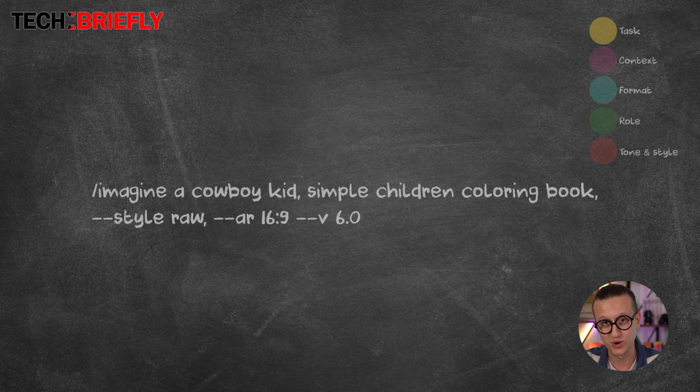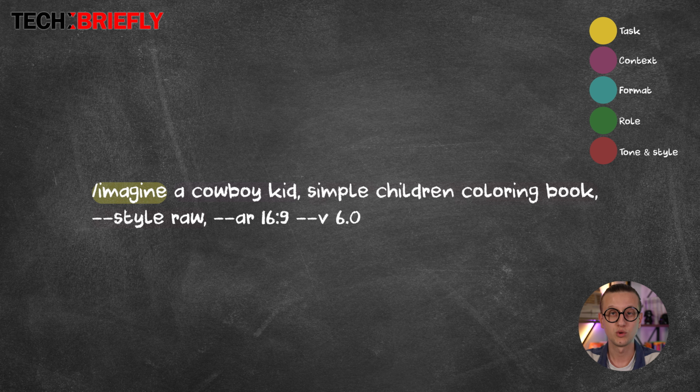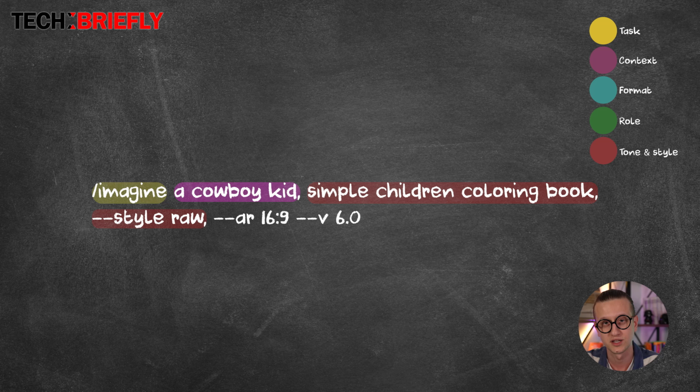I used this prompt. /imagine is the generate command of Midjourney. I wanted to create a cowboy character for the purpose of this guide. I used the word simple before coloring book in my prompt because Midjourney tends to add some shadows and stuff when creating coloring pages. And we want to minimize that. The AR setting is for the aspect ratio. I wanted to create a rectangular coloring page.